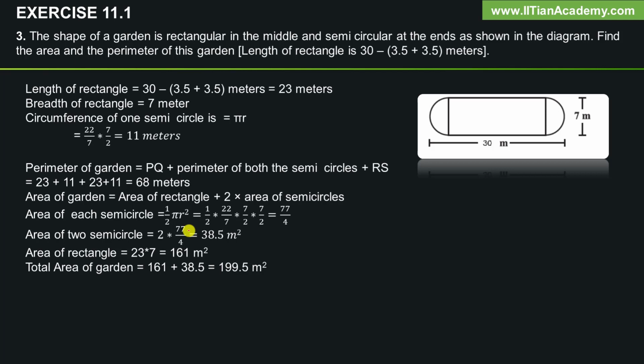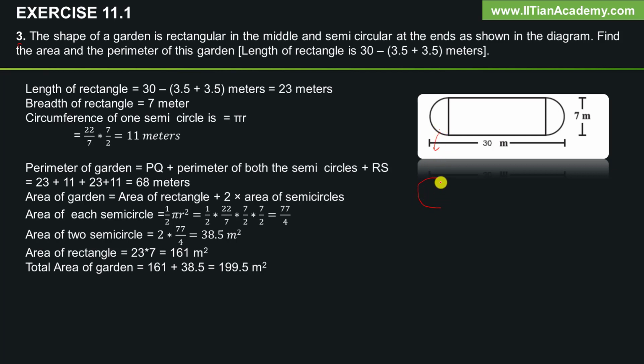Question 3. Here, we have to find area and perimeter of garden. The shape of a garden is rectangular in the middle and semicircular at the ends, as shown in the diagram. Let us first calculate the perimeter of the field. We can see there are two semicircular shapes. Hence, first calculate the perimeter of one shape.